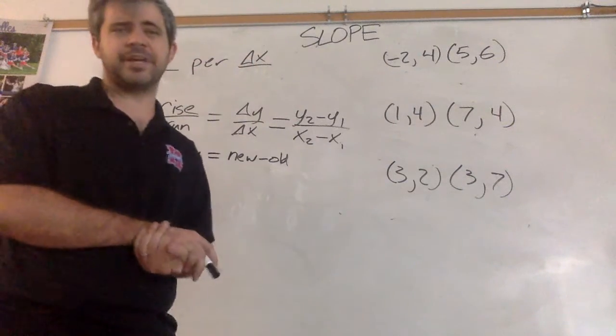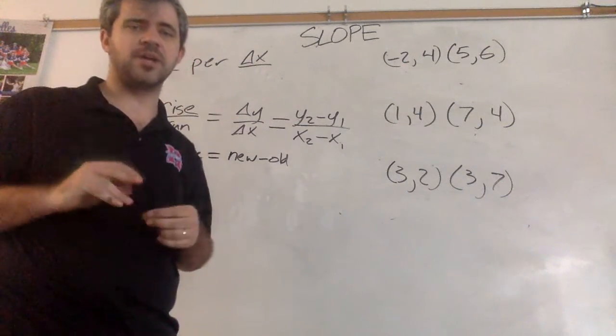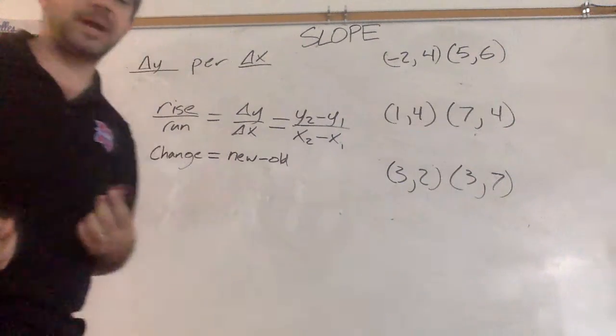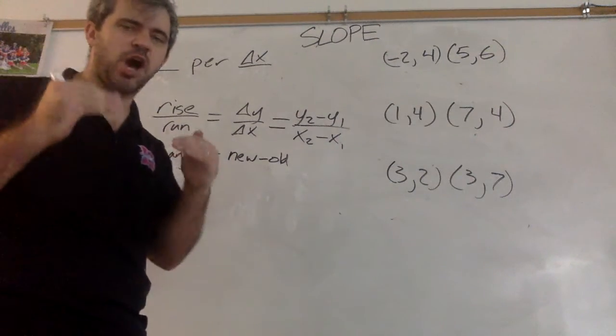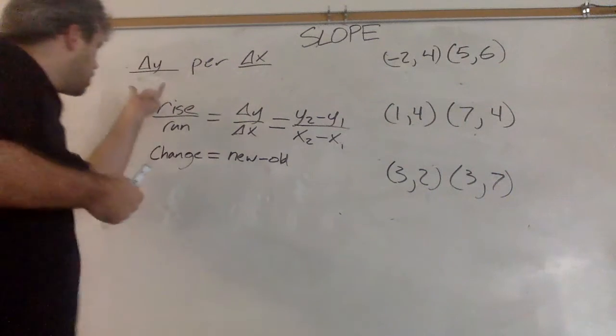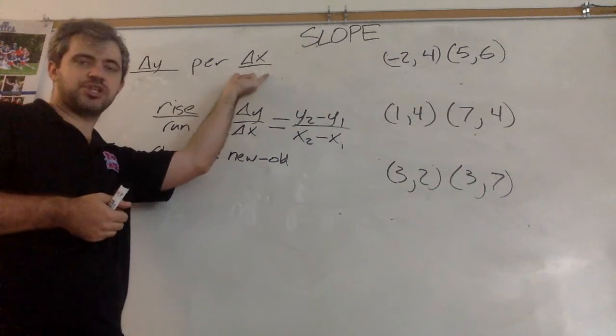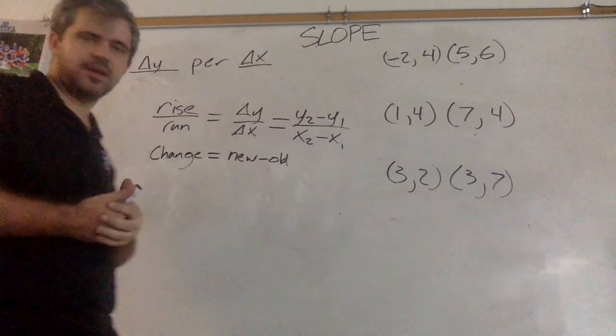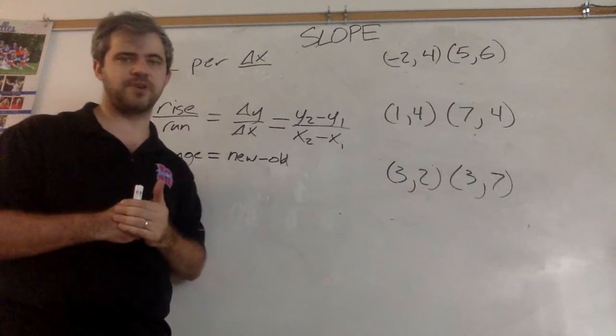We're going to talk about linear equations, which means we need to talk about slope, our rate of change. One of the things that's special about linear functions is they have a constant rate of change. So for every given change in x, there's going to be the same change in y. That's unique to linear functions.